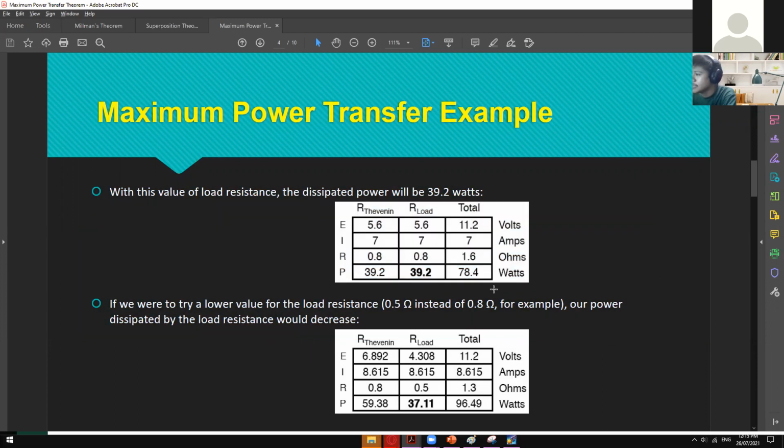And then we have here the computed power. In here, you can simply apply P is equal to I times V, the formula that we have for power. If you're trying to solve the power that is flowing on our R Thevenin, then you should get the individual current and the individual voltage that is flowing on that specific component.